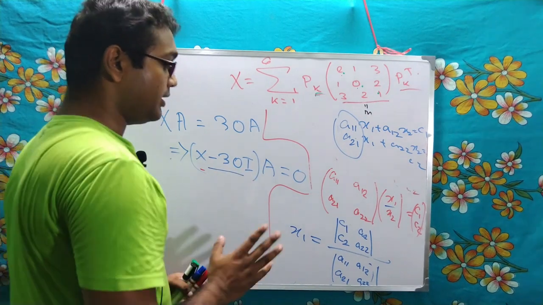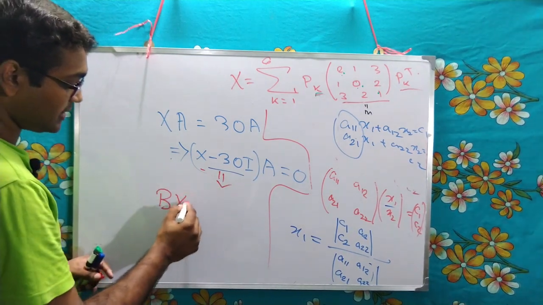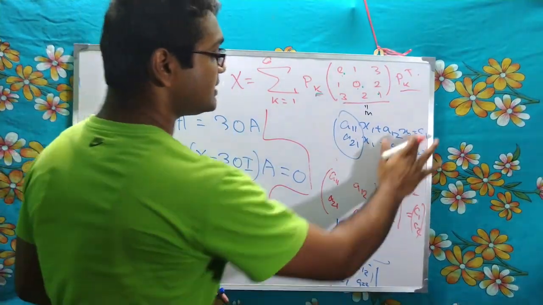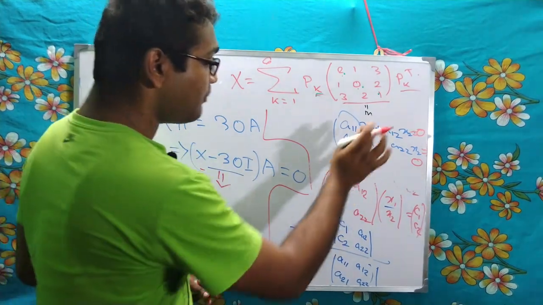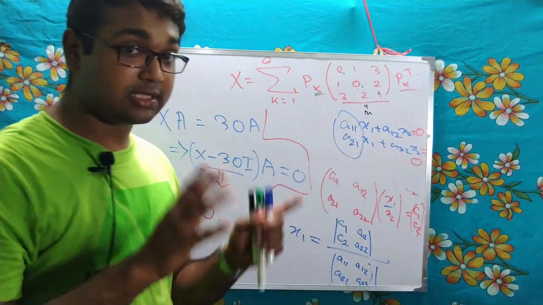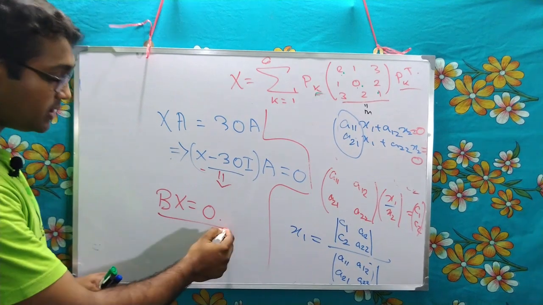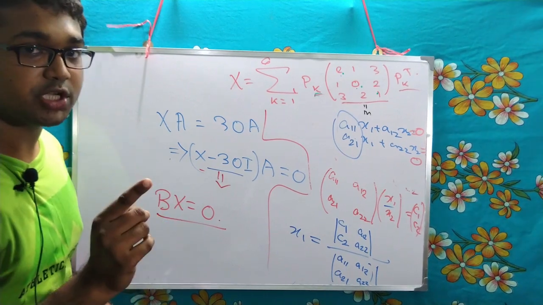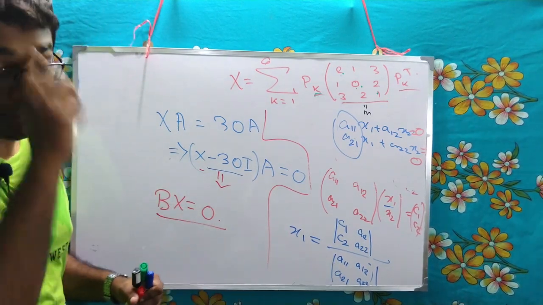Then, in this equation, assume this one as a matrix B. B into X equals 0. Tell me about one solution that will always exist. If C1 is equal to 0 and C2 is equal to 0, and I put x1 and x2 as 0, then it will always satisfy this equation when the right hand side is 0, that is, when it is homogeneous. This is called a homogeneous system, where the right hand side doesn't contain any non-zero term. This system will always have the trivial solution, the 0-0 solution, when this determinant is not equal to 0.